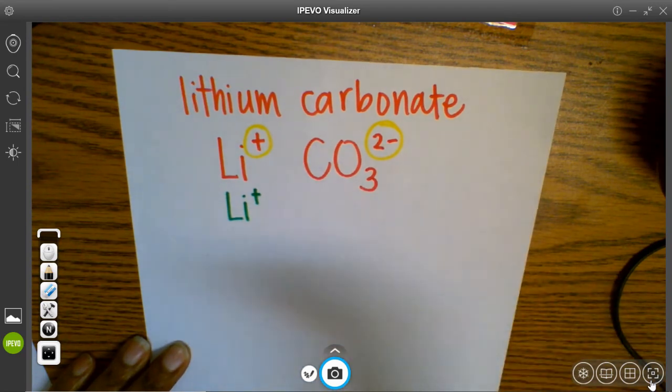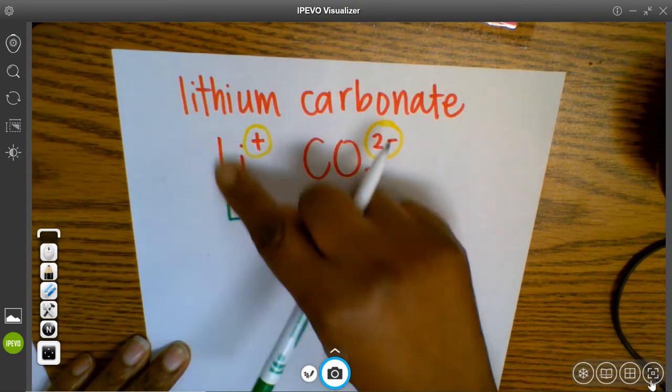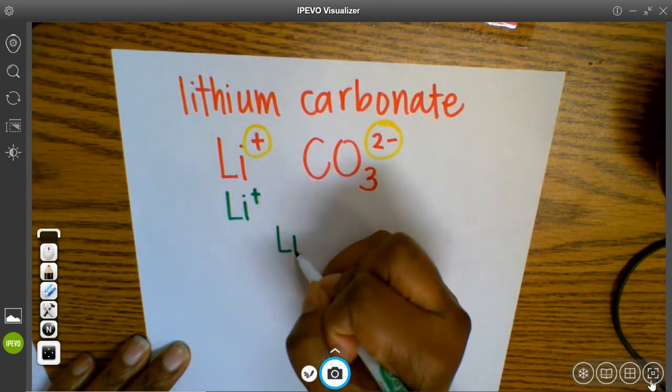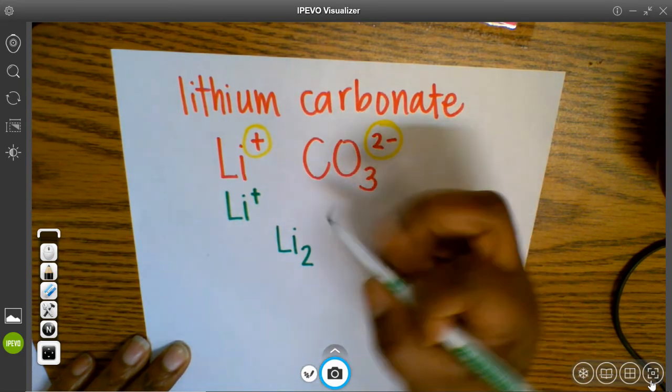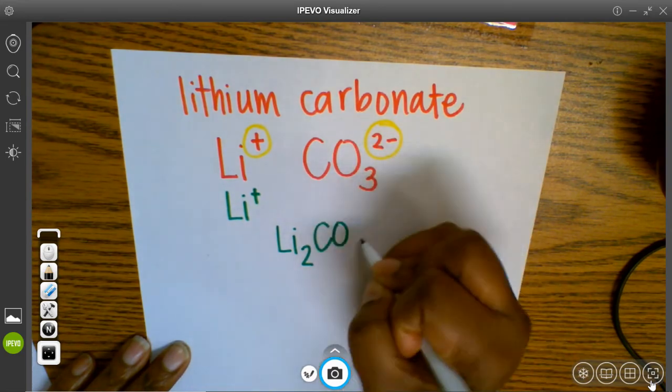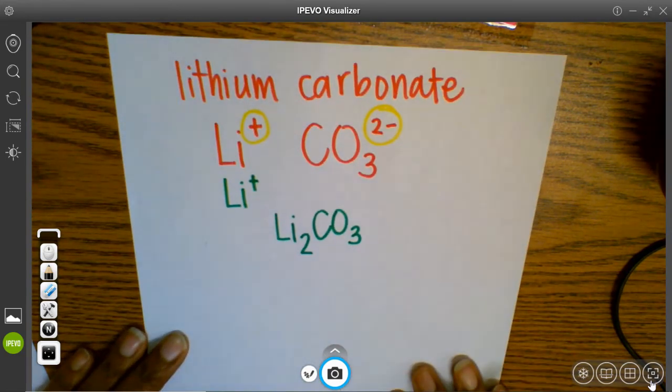So when I'm writing the formula, I'm telling how many of each. There are 2 lithiums, so that's why it gets a 2. There's only 1 carbonate, and so the whole thing, the CO3, comes down.